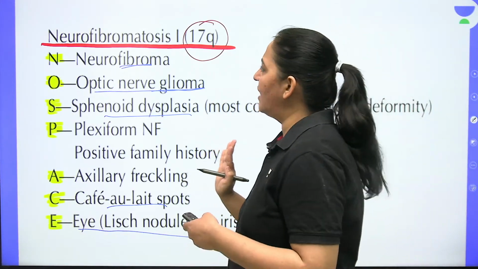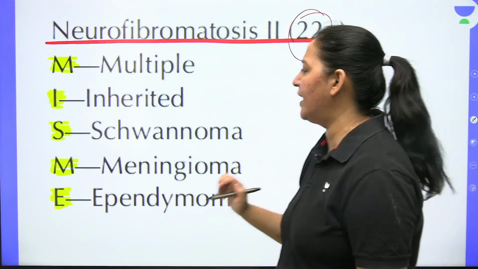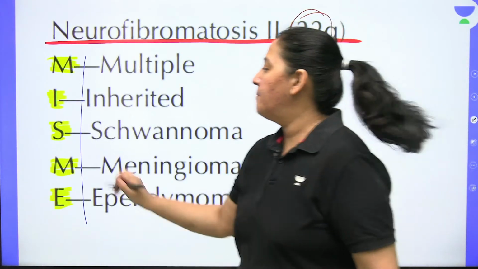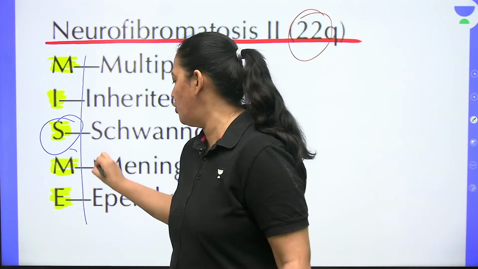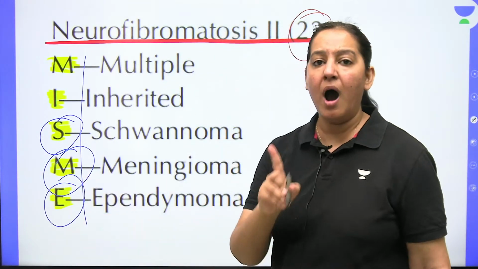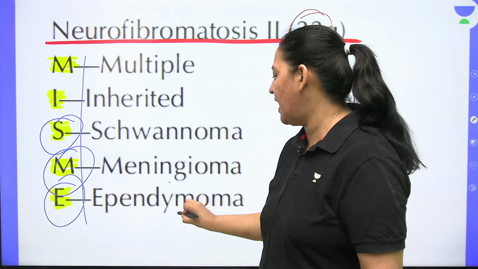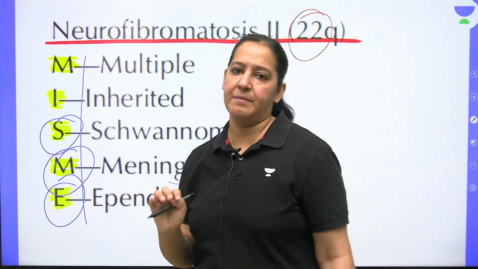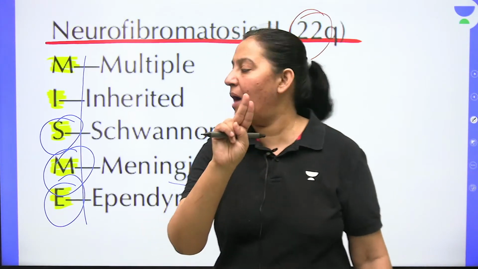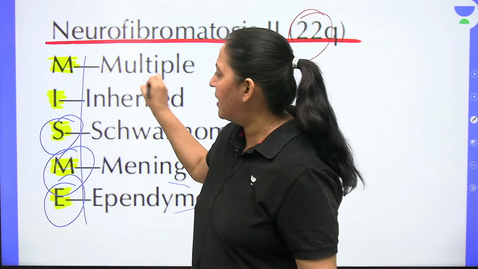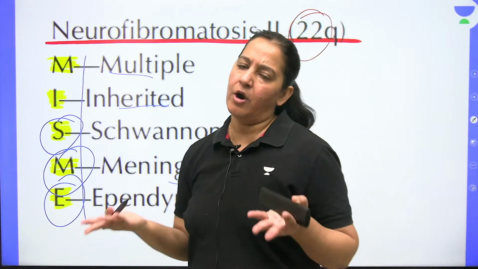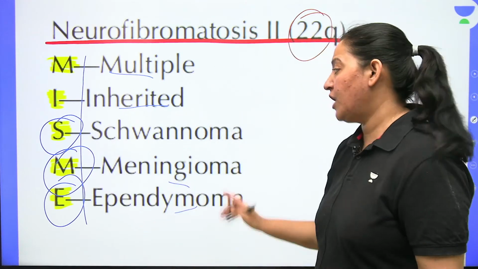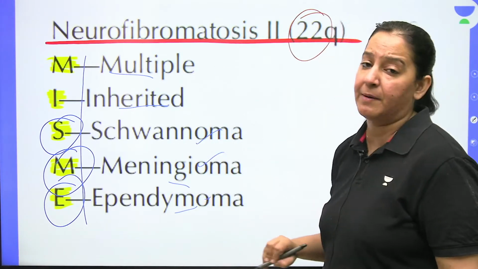So please learn. And for neurofibromatosis 2, learn the mnemonic MISME. There are multiple tumors: multiple schwannoma, multiple meningioma, multiple ependymoma. Schwannoma occurs in nerves. Meningioma and ependymoma occur in the brain: meningioma in the meninges of the brain and ependymoma in the parenchyma of the brain. So schwannoma, meningioma, ependymoma, SME, and these are multiple and inherited. You can learn the mnemonic, or learn it as SME, the 3 tumors which occur multiple. So here schwannoma, meningioma and ependymoma will be multiple.